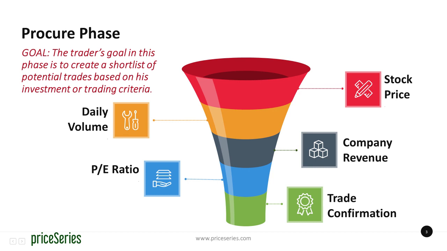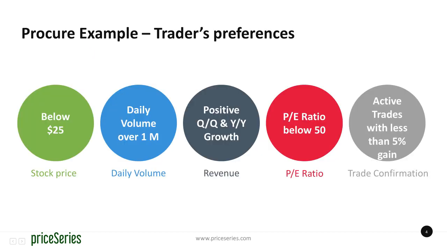The goal of the Procure phase is to create a short list of potential trades based on a trader's investment or trading criteria. A trader can filter based on stock price, stock trading volume, company revenue, PE ratio, and trade confirmation. Let's look at an example of a trader who would like to trade stocks below $25 with a daily volume of over 1 million shares traded daily.